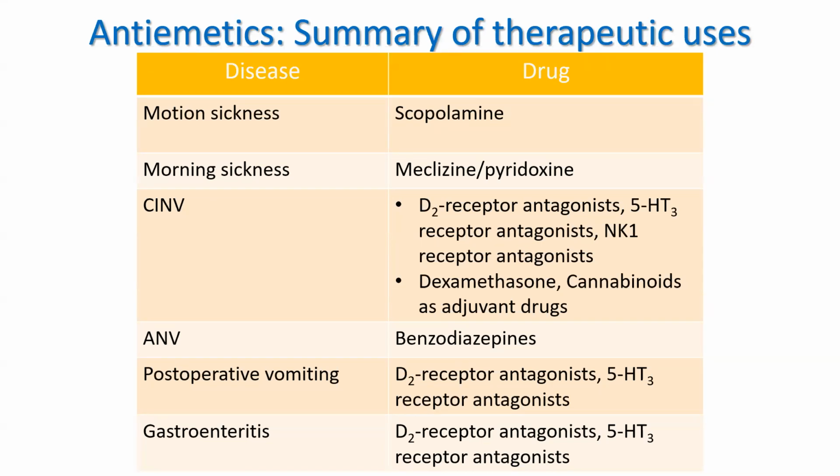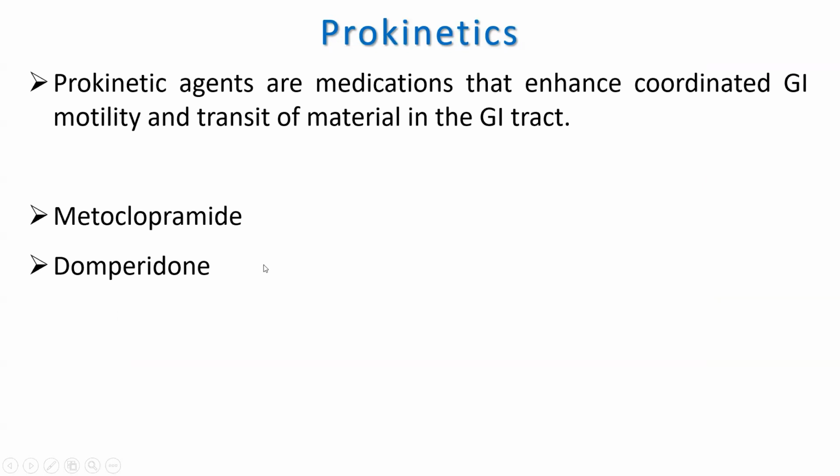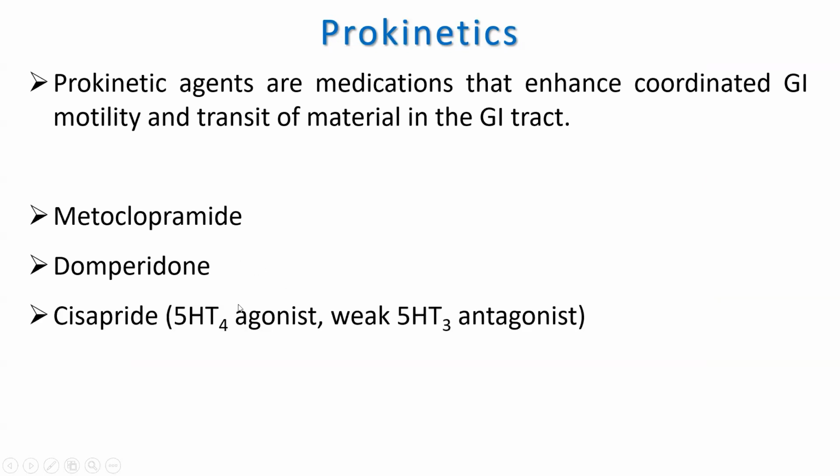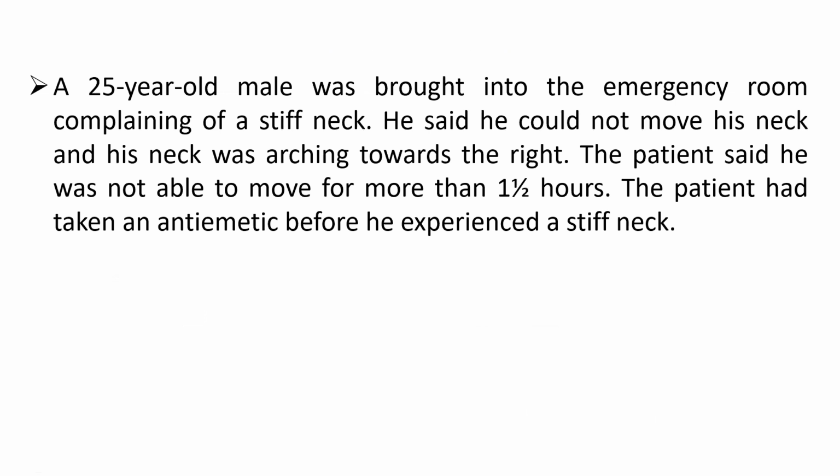Is that clear? Now, one slide of prokinetics. These are agents which enhance coordinated GI motility and transit of material in the GI tract. But we are just talking about the upper GI part, the stomach, especially when there's gastroparesis, diabetic gastroparesis or old age related gastroparesis. There you can use metoclopramide and domperidone. Typically, domperidone is more useful because it has fewer side effects. And cisapride and itopride, which are serotonin 4 (5-HT4) agonists and weak 5-HT3 antagonists. Other prokinetics for the lower GI tract, you'll do later with constipation. This is the last slide.